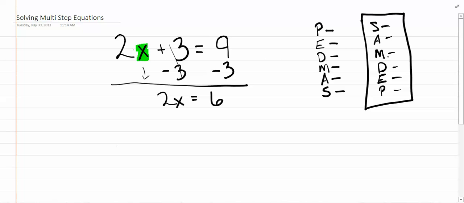Now our next is multiply and divide. So here we do have multiplication, so the inverse is, we'll divide both sides by 2, and we will get x equals 3. And if you plug that in, you'll see that 2 times 3 is 6, plus 3 is 9. So we're right.